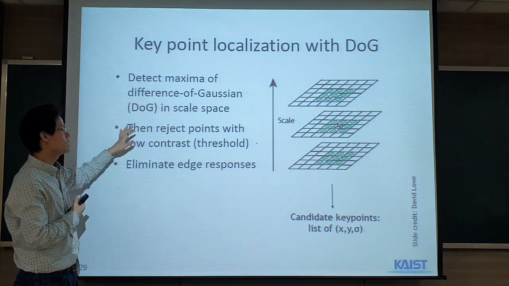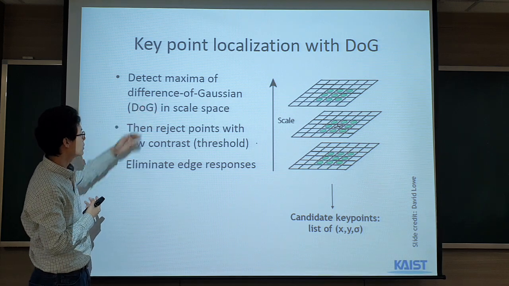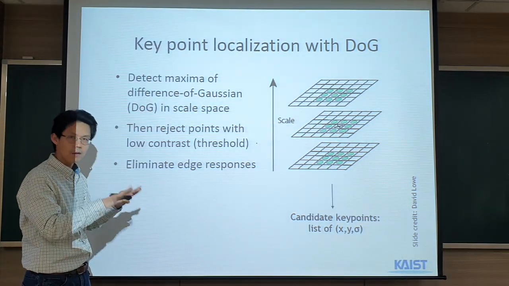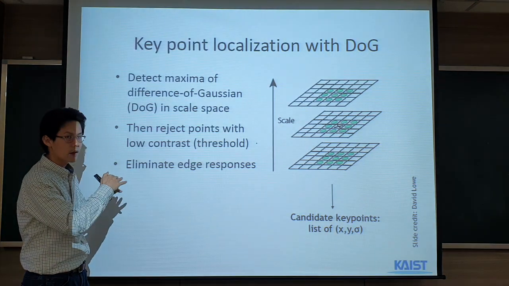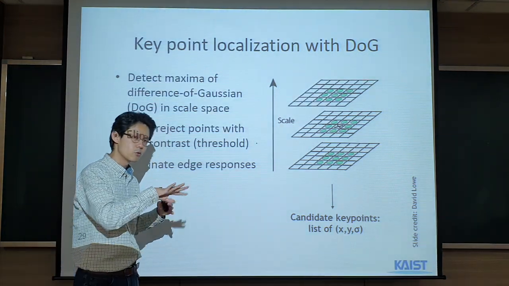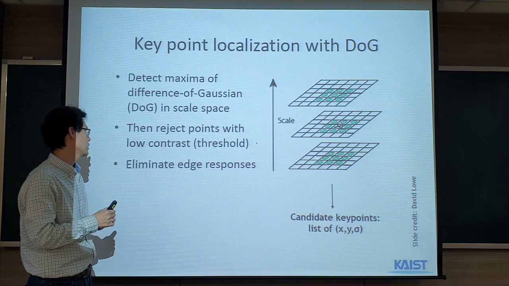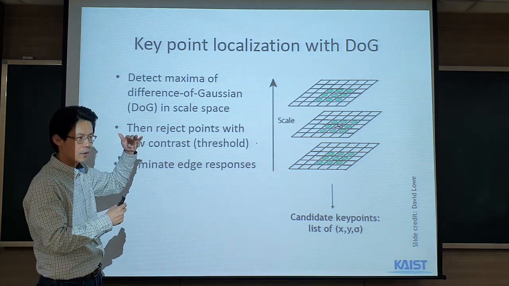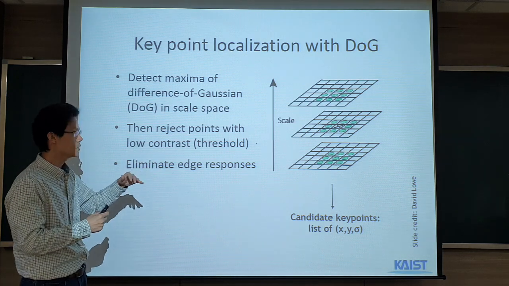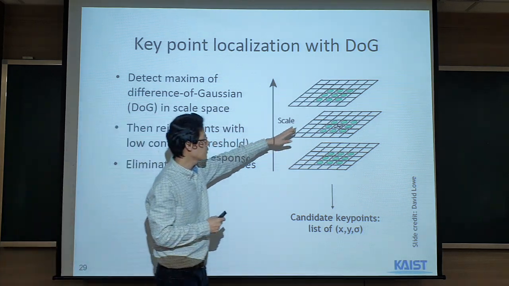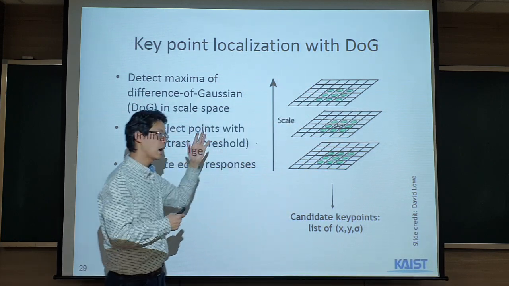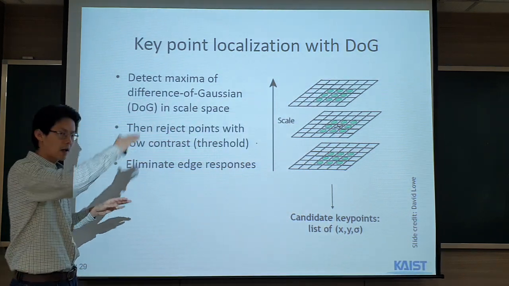Then we reject some of the local responses with very low contrast. For example, if along that local maximum we don't get much color change, we just reject it since it's not really interesting. Contrast is the color change. A bigger contrast means some regions of the image have very low values and some regions have very high values.